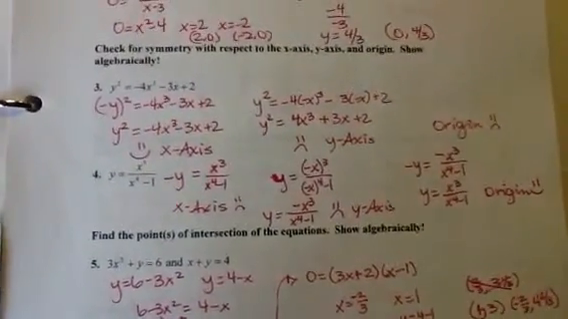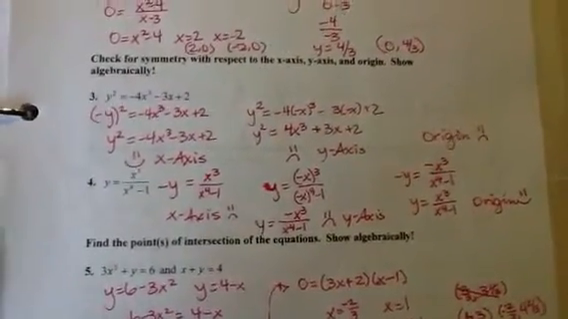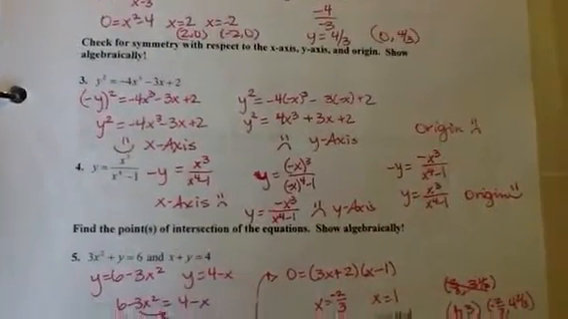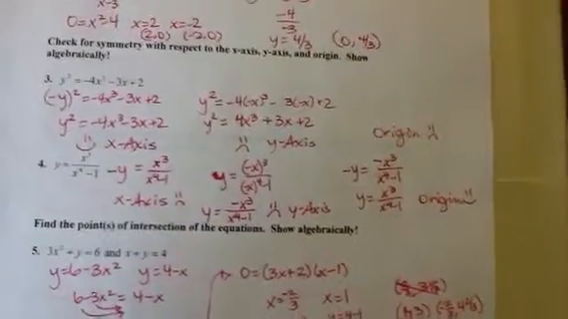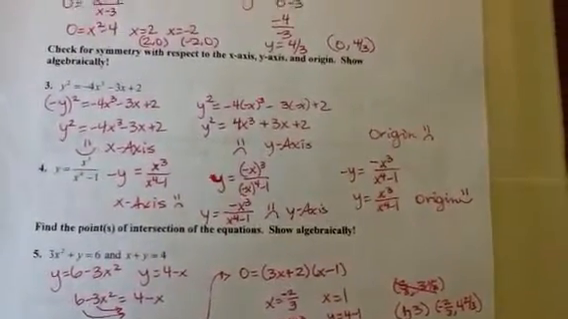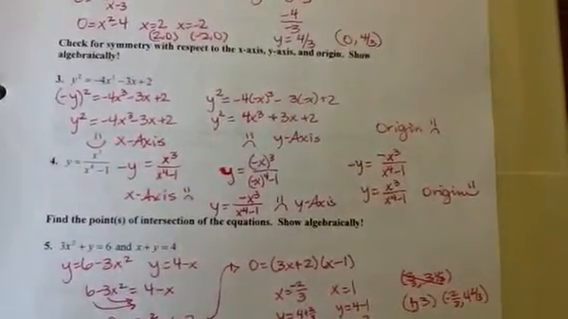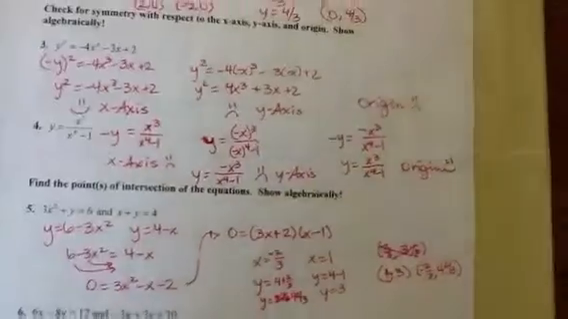For 4, I put in negative y, and it did not simplify. I put in negative x, and it did not simplify. I put in negative x and y, and I get negative y equals negative x cubed over x to the 4th minus 1. So on both sides, it's opposite, so I multiply by negative 1, and I do get the origin to work. So watch those fraction ones.